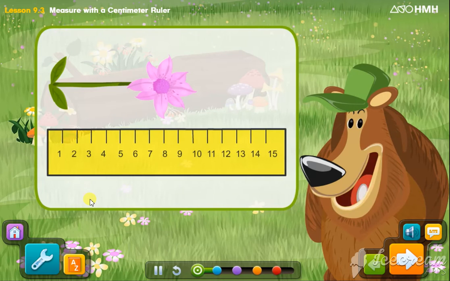We have a centimeter ruler, but I'm not quite sure how to use it. Come on, let's go learn some more about it.